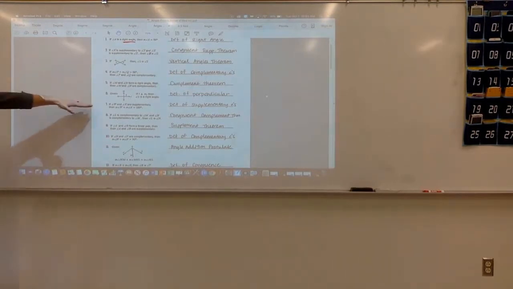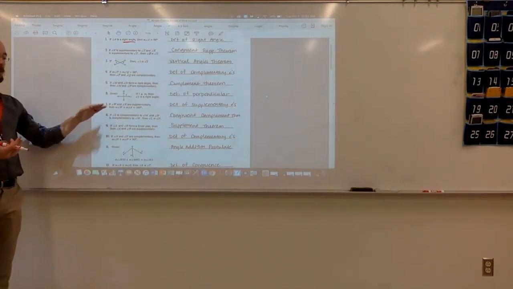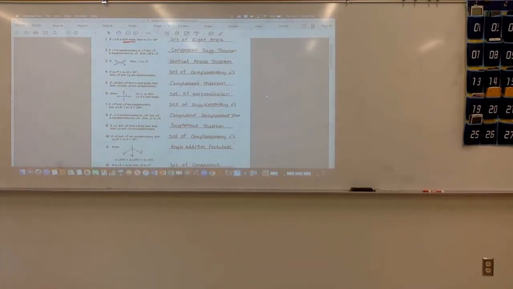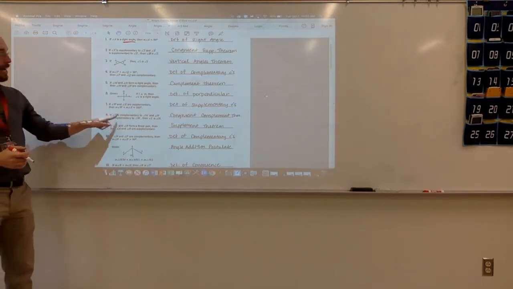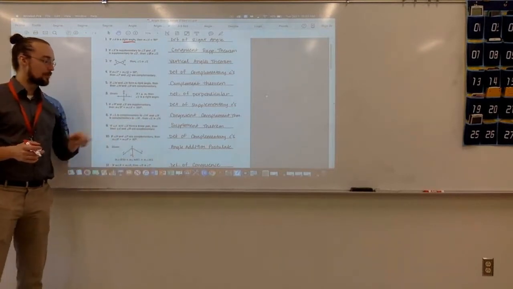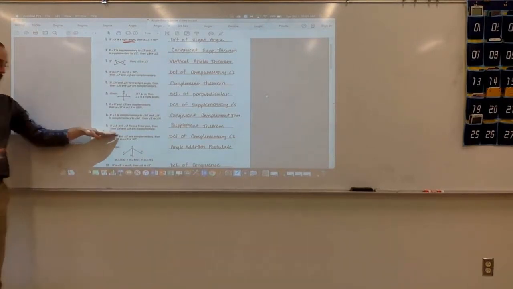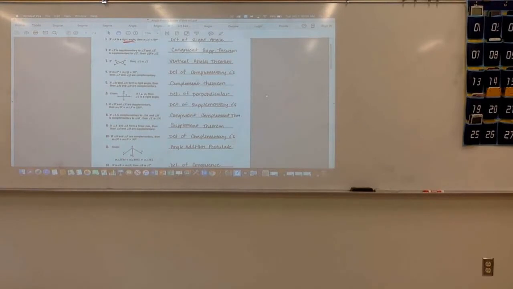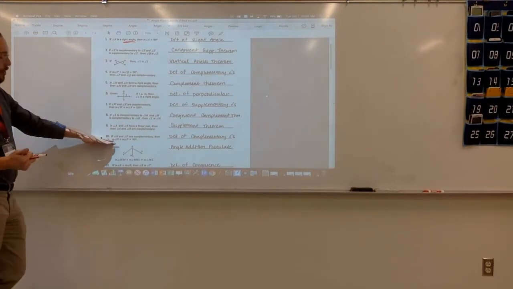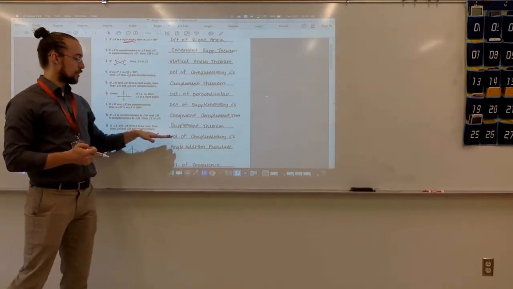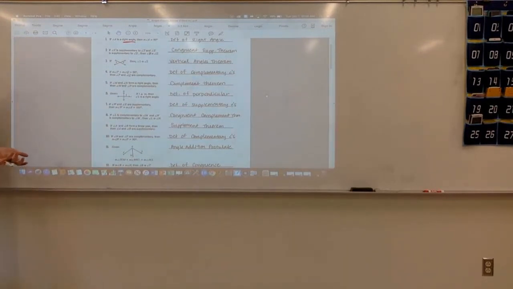For 7, if two angles are supplementary, then they add to 180. Our definition of supplementary. For 8, if we have two angles complementary to the same angle, so L is complementary to M and N is complementary to M, then L and N would have to be the same. They would have to be congruent. That's our congruent complement theorem. Number 9, if two angles form a linear pair, then they're supplementary. That's the supplement theorem. Number 10, if two angles are complementary, then the measures of those angles add to 90. That's the definition of complementary.